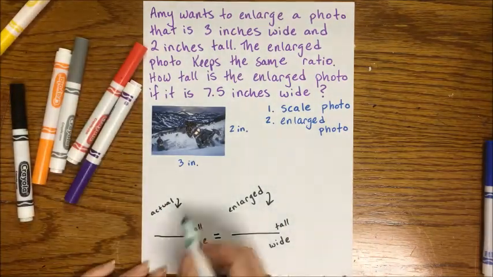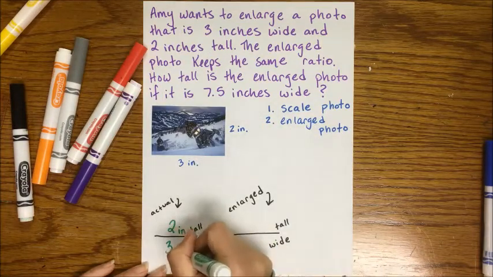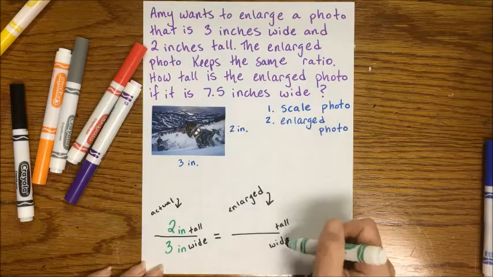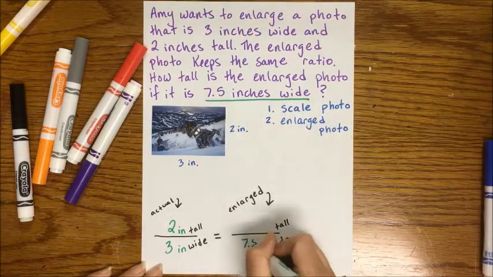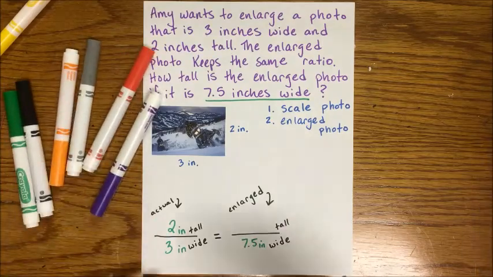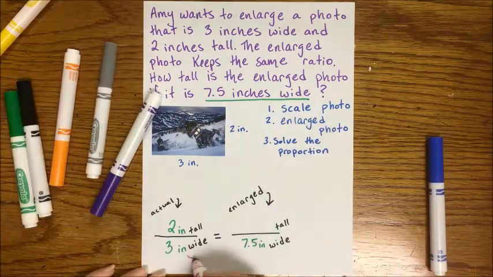If we look at our question, we can just drop in our numbers. So for the actual photo, it's 2 by 3. And also from our question, we can pull in one more piece of information, which is how wide the enlarged photo is. Once we have those 3 pieces of information, we just solve the proportion.